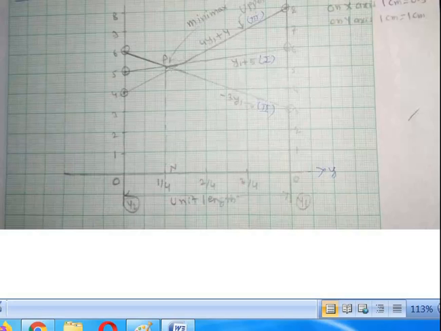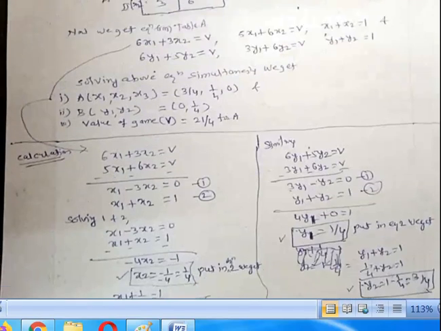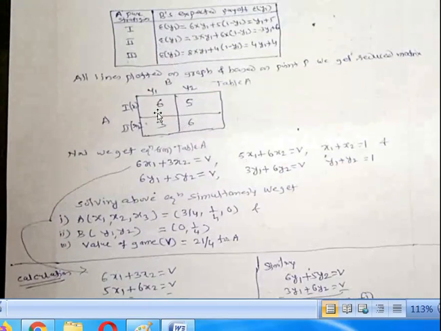So now reduce the matrix. You get 6, 5, 3, 6 for y1, y2. Based on this, reduce the table. We get the equations from this table A. 6x1 plus 3x2 is equal to value of game. 5x1 plus 6x2 is equal to value of game. x1 plus x2 is equal to 1.